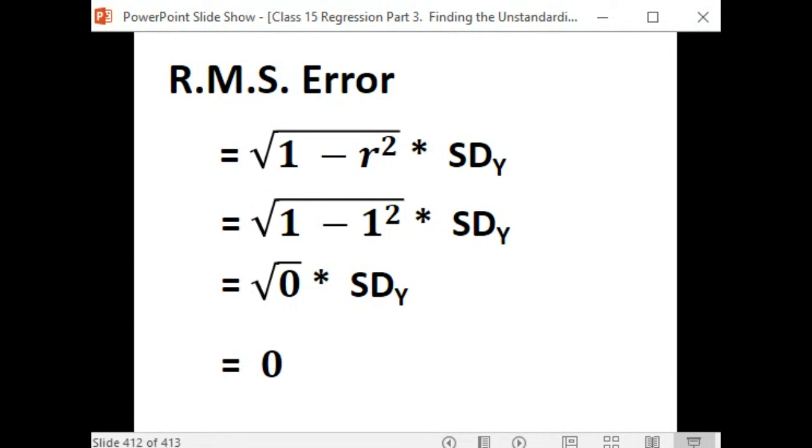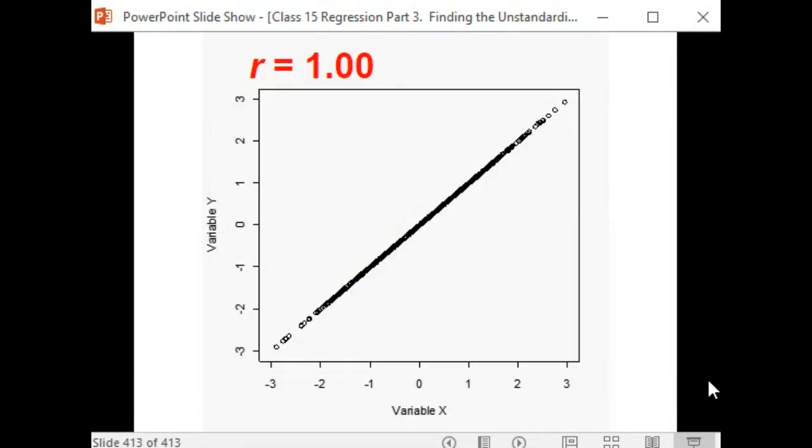So this tells us that if the correlation between two variables is 1, then the root mean squared error of the prediction is 0. And this makes sense. When the correlation between two variables is 1, all the points lie on the regression line. The predictions aren't off at all, and the error is 0. Okay, that finishes it for today, and next time we'll continue talking about regression.